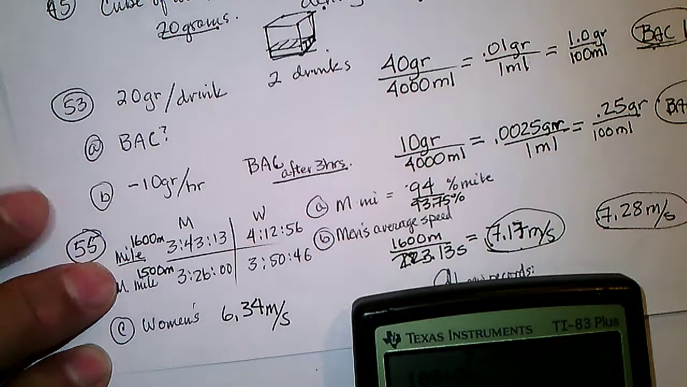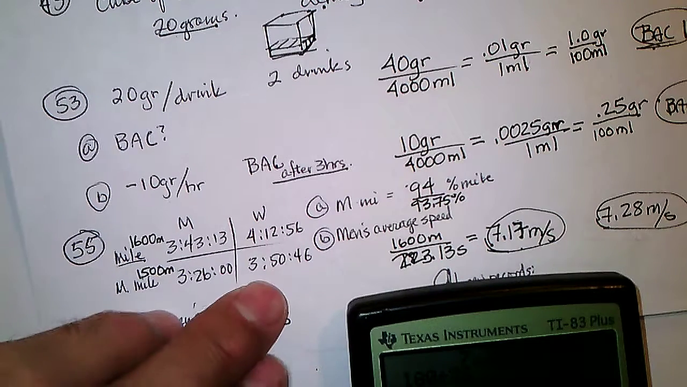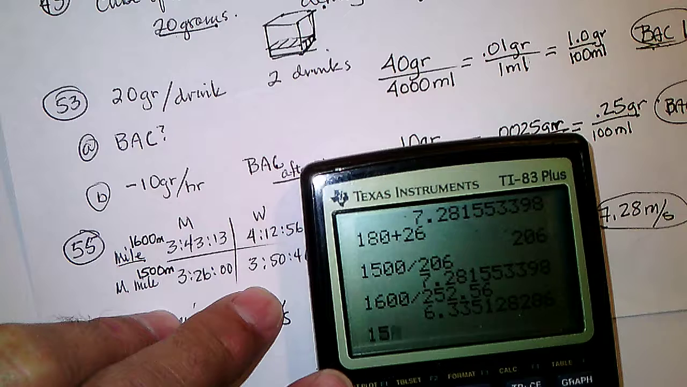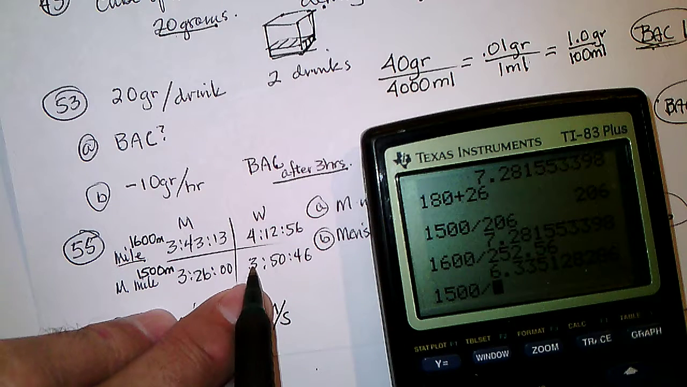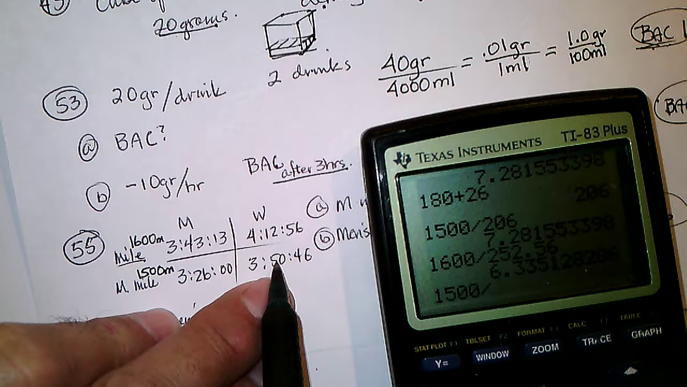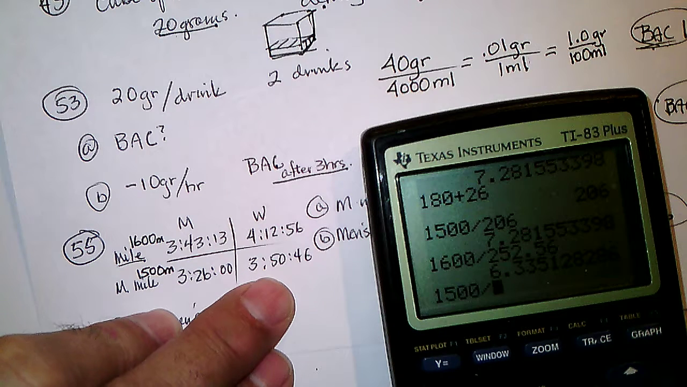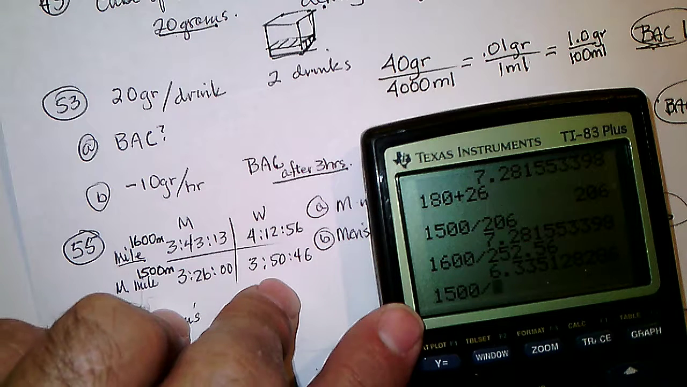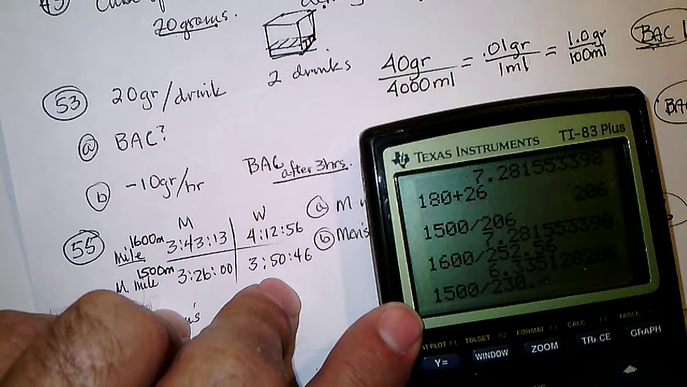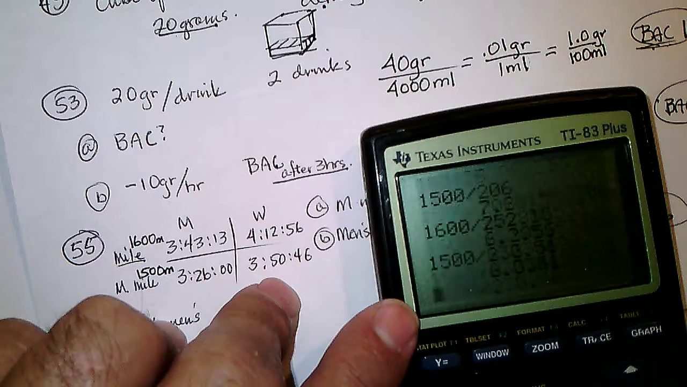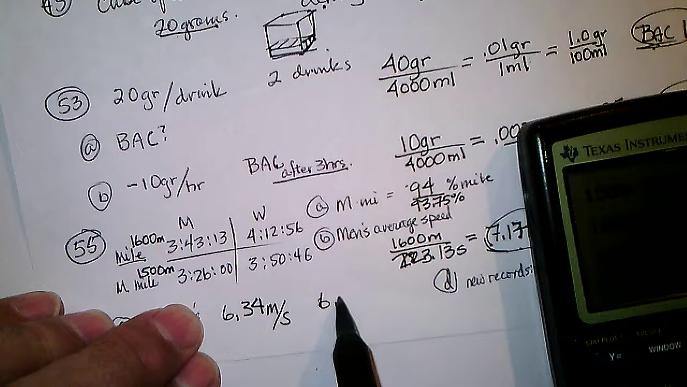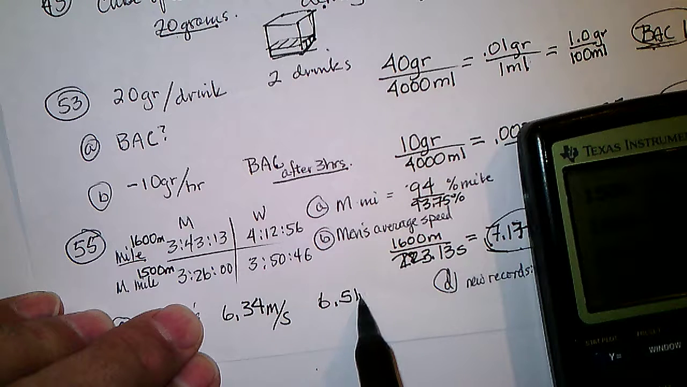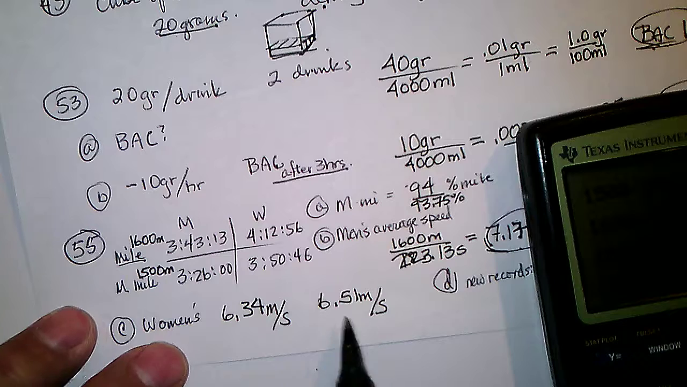Now let's go to the metric mile for the women. So that would be 1,500 divided by 180 plus 50, which is 230.46. So that is 6.51 meters per second.